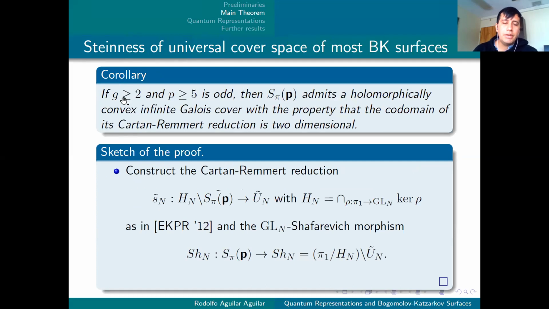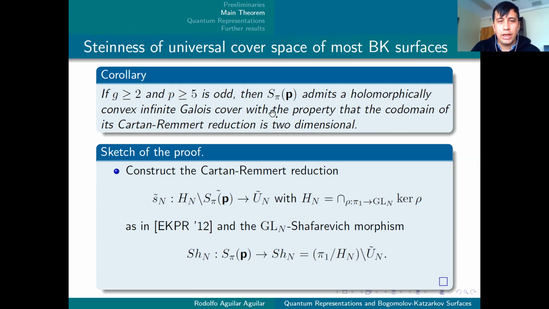If we consider g greater or equal than 2 and p bigger or equal than 5, and we will consider this odd. In what follows, we will consider only the odd case. If I have the results, if I have time, I will consider the even case, but first the odd. Then this surface will admit a holomorphically convex infinite Galois cover. And then I will make some notion for the experts.